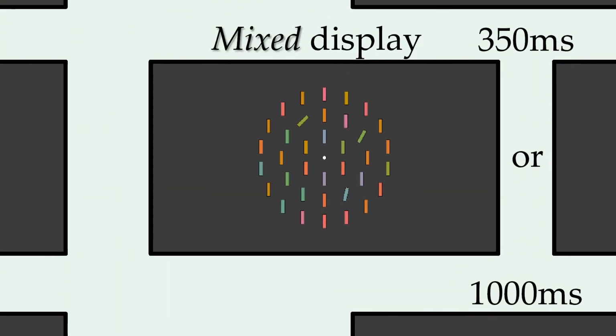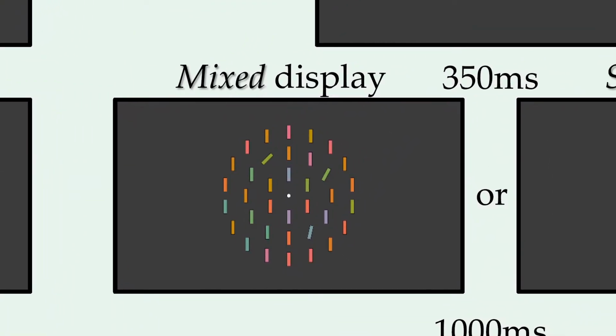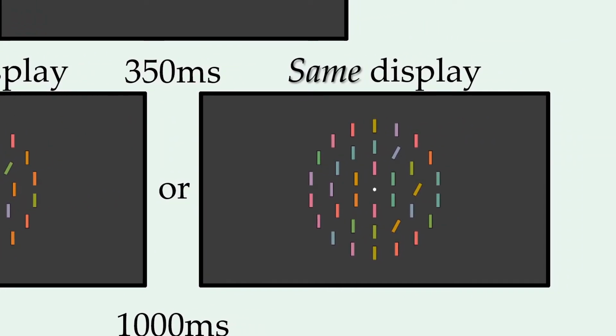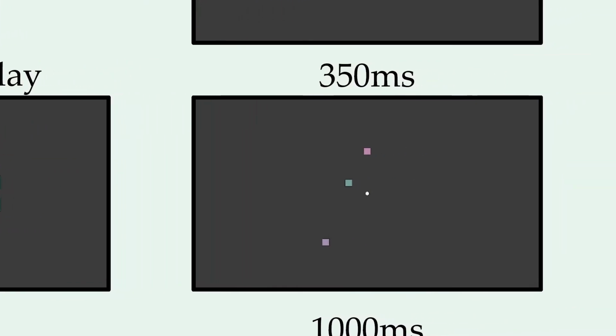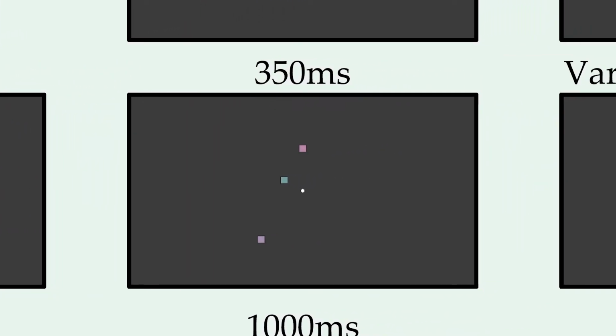For the second experiment, we had 2 types of displays. Mixed displays are identical in every point to experiment 1 displays. Same displays, however, were different in that all targets shared the same saliency. So here, for instance, they were all 28 degrees tilted. In the third experiment, there were only 3 squares, and they were all targets. One square was placed at 2 degrees eccentricity, one at 4 degrees, and one at 6 degrees.